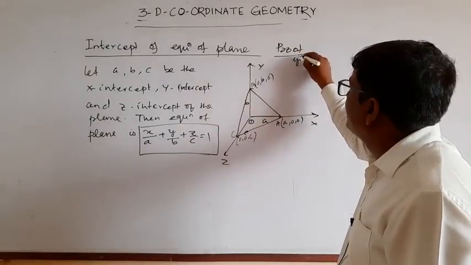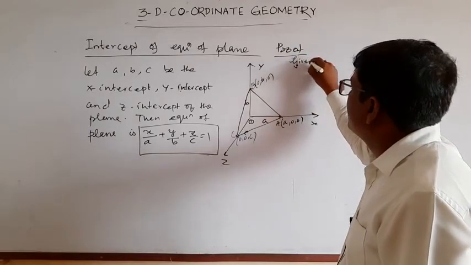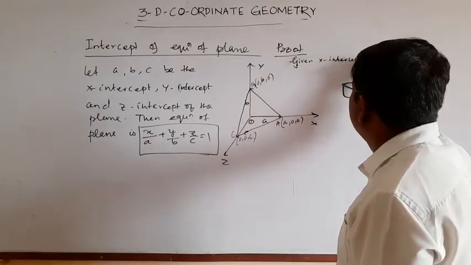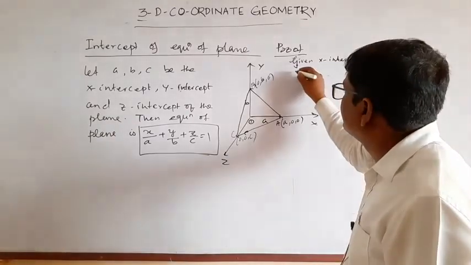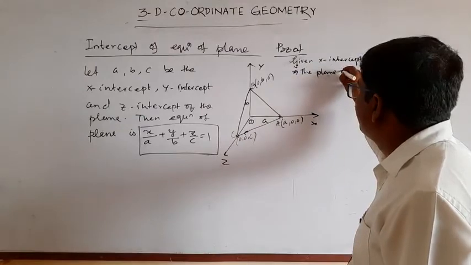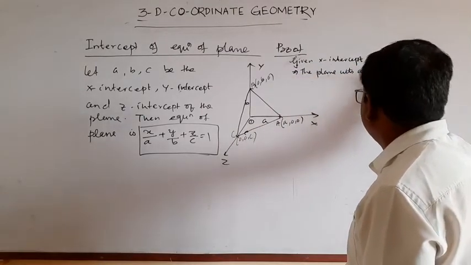Given x-intercept is equal to A. That implies the plane cuts the x-axis at A, 0, 0.